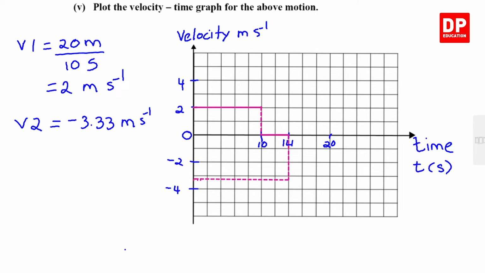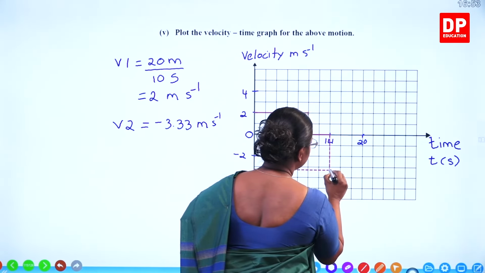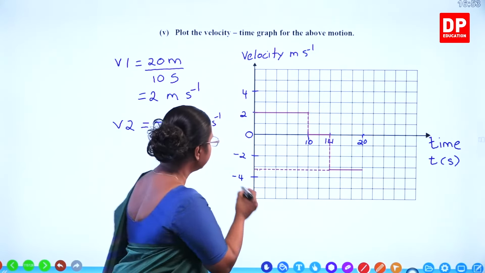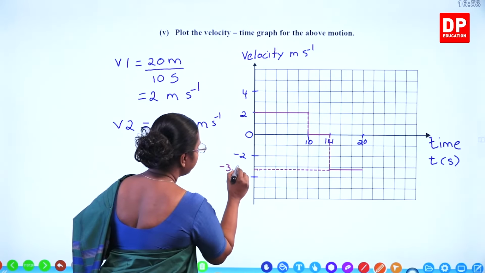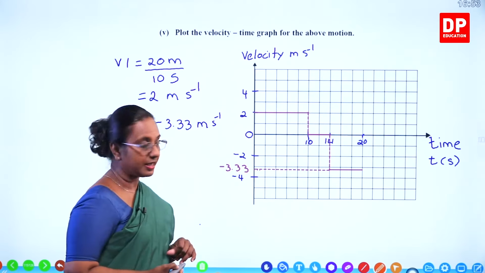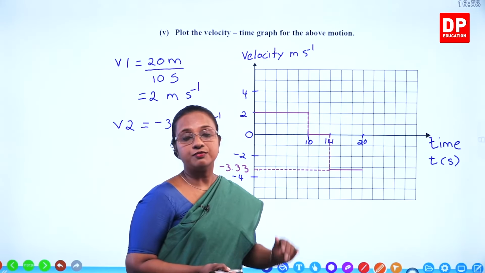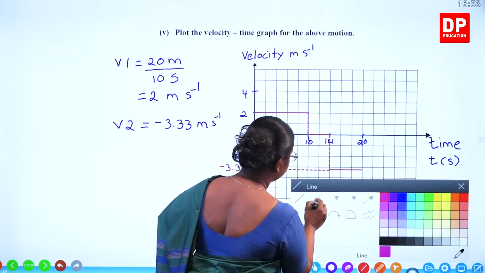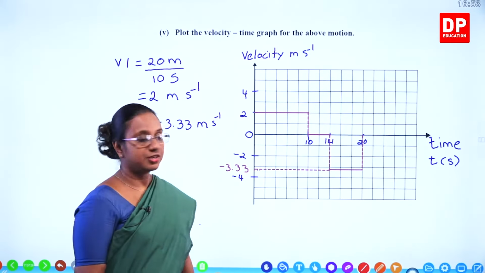Then if I plot the graph, it is going to be from here to here, that is minus 3.33 meters per second from the 14th second to the 20-second mark. That is the end of the motion of the object. If you want, you can also use another broken line to show this end point.